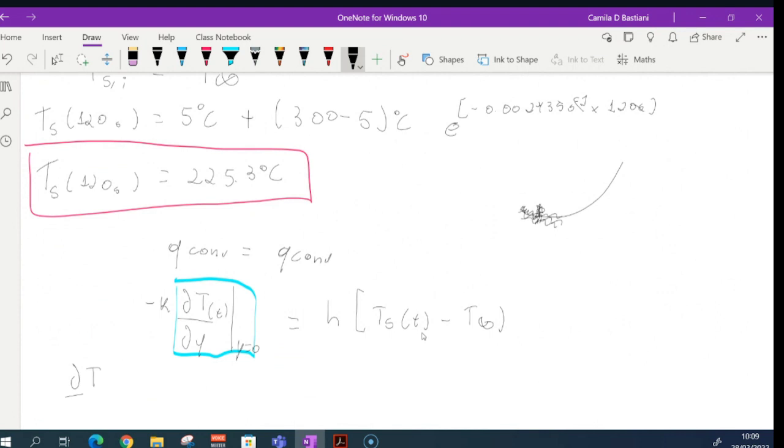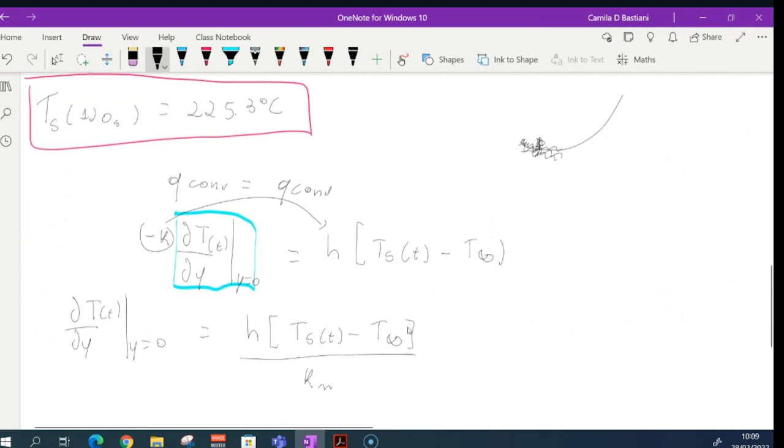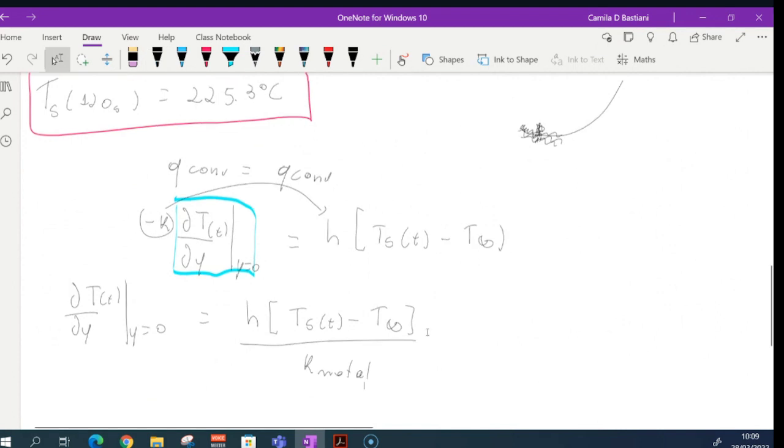So my temperature gradient at this surface is going to be equal to this, minus K goes to the other side here, dividing. It's going to be convection coefficient multiplied by my temperature of the surface at a certain time, that's my 120 seconds, minus temperature of the air, all that divided by my K of the metal, conductivity of the metal. I'm talking about the surface of the metal.